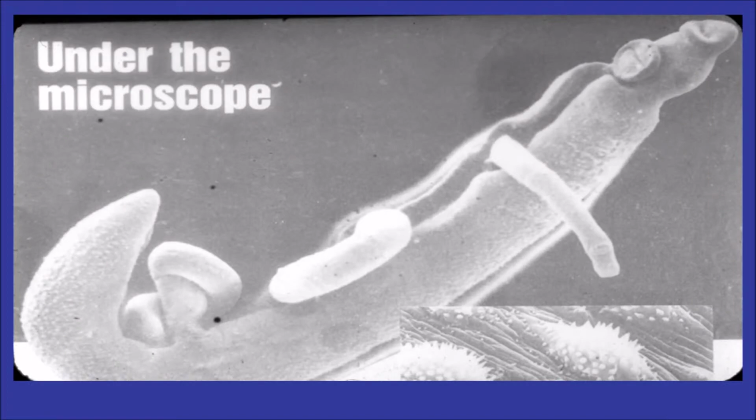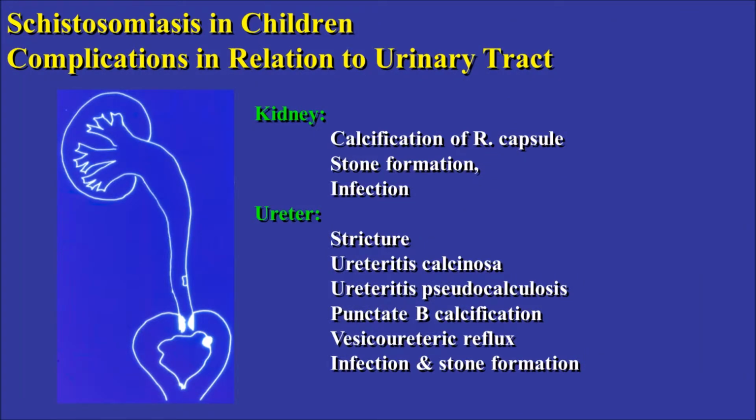This slide shows a male adult schistosoma with its gynecophoric canal, and the female is resting in the gynecophoric canal before traveling along the portal vein against the stream.